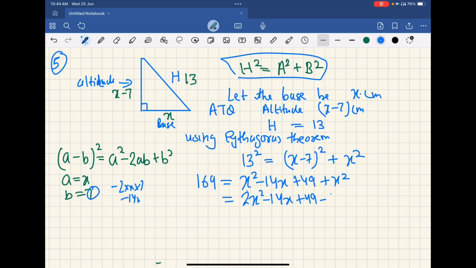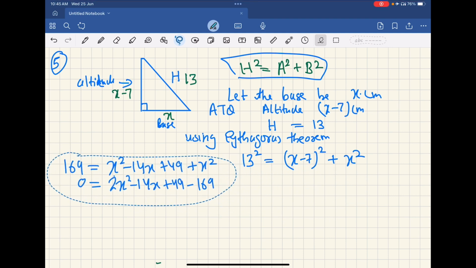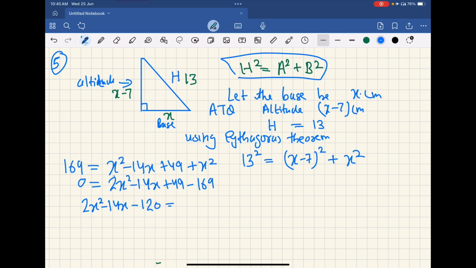169 comes to this side, becomes minus 169, and here we get 0. So what is the equation we are getting? Just a second, let me remove this part, we don't need this, and let us bring this here. Okay, now you will have 2x square minus 14x minus 120, which is equal to 0.